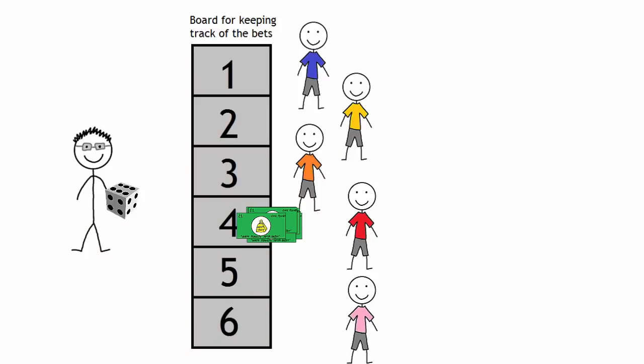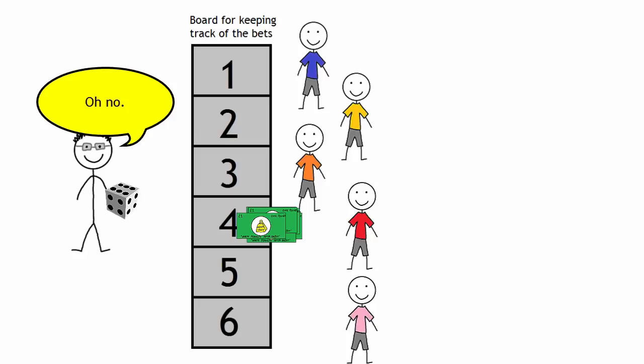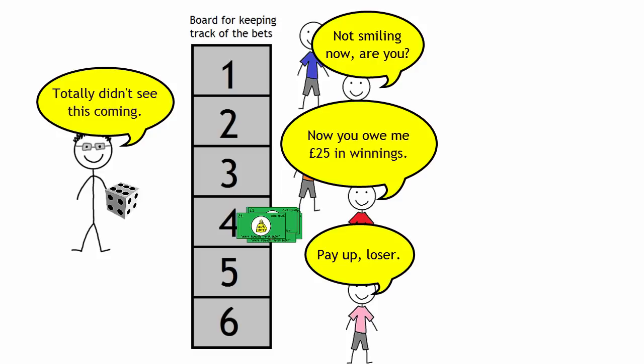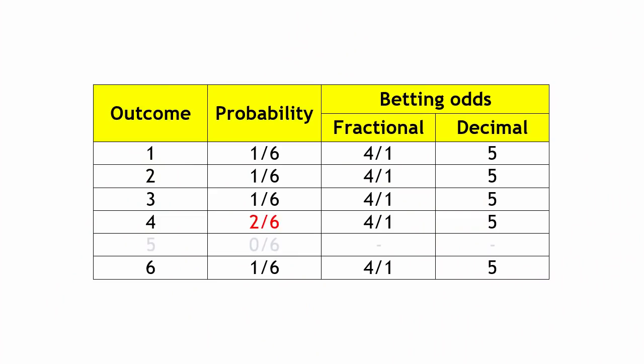Now yes, you probably realise a little problem. It's okay if the dice lands on another number, but if the dice lands on a 4, you're going to go bankrupt paying everybody else the winnings, because all the money's there. And so clearly you can see that the odds that you set out no longer work.